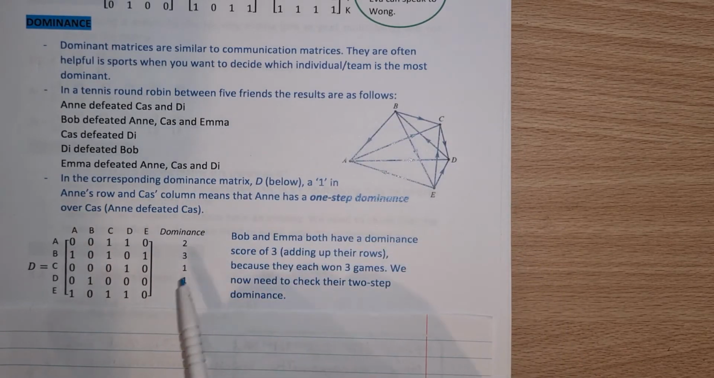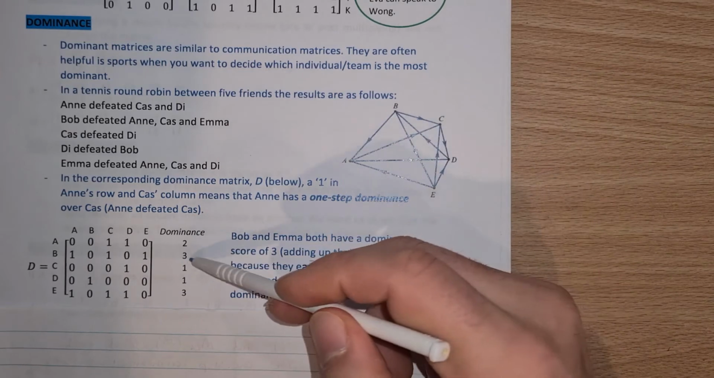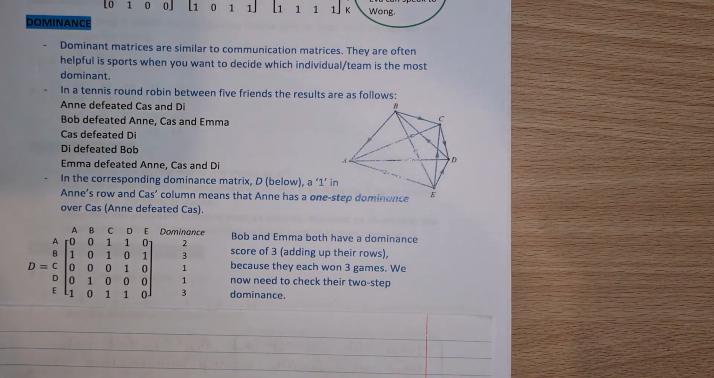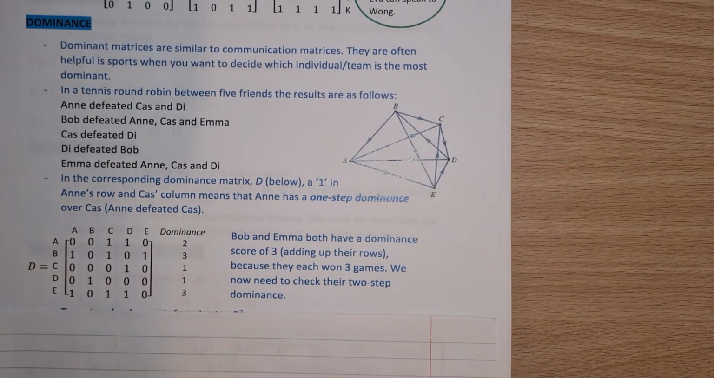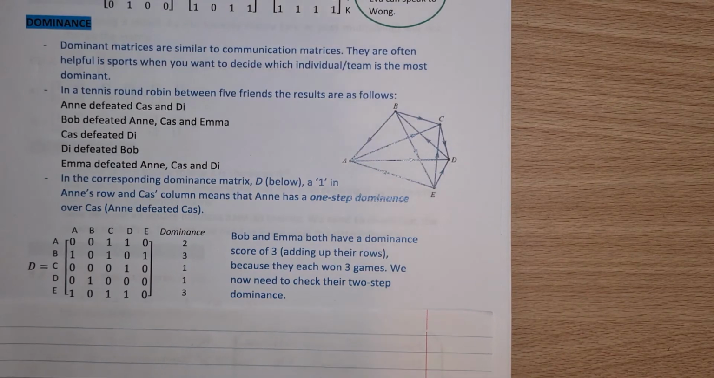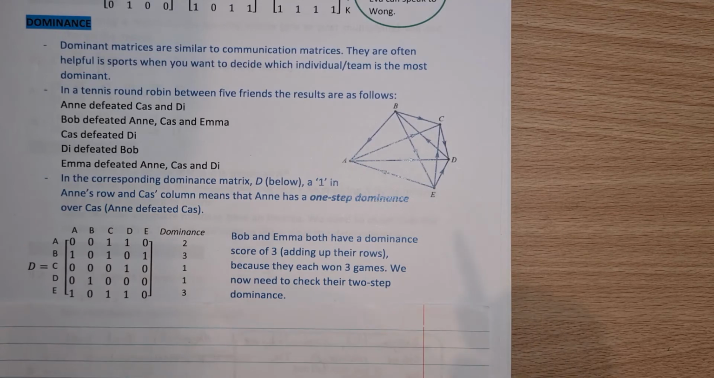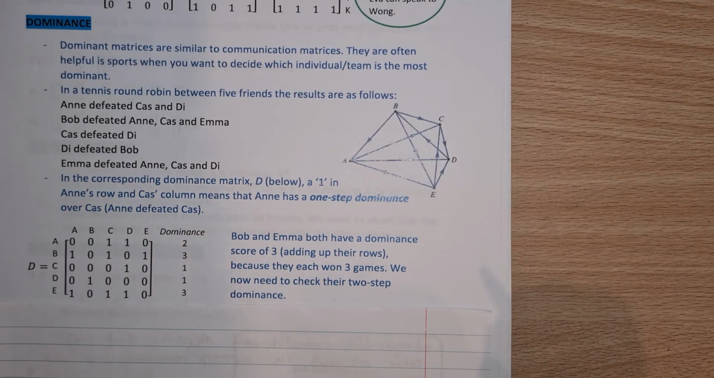So at the moment, there's a bit of a tie between Bob and Emma. We don't know who the most dominant person is. They both are equally dominant at the moment. To figure out who is actually the more dominant player, what we can do is check their 2-step dominance. Just with the communication matrices, we do that by finding D squared.